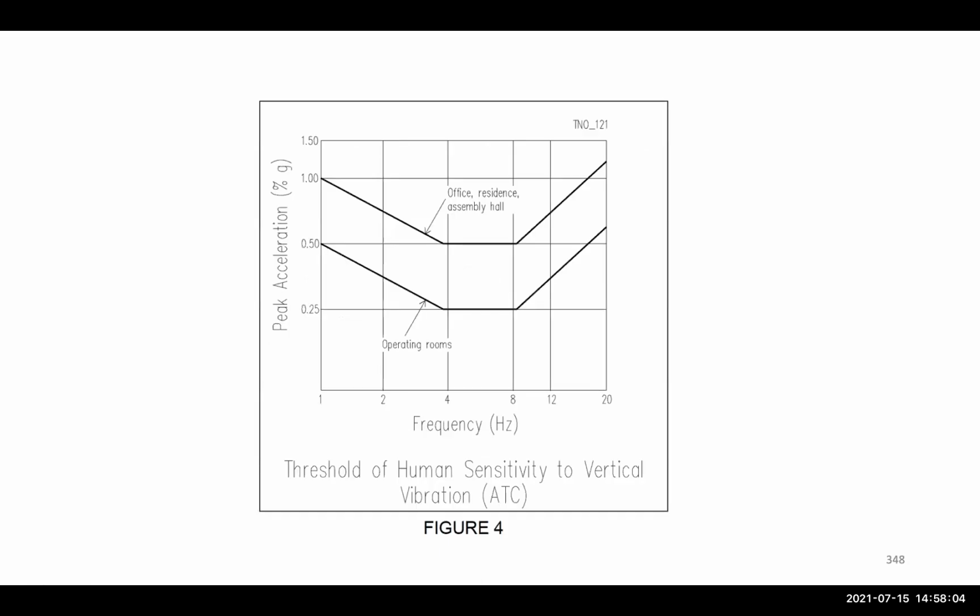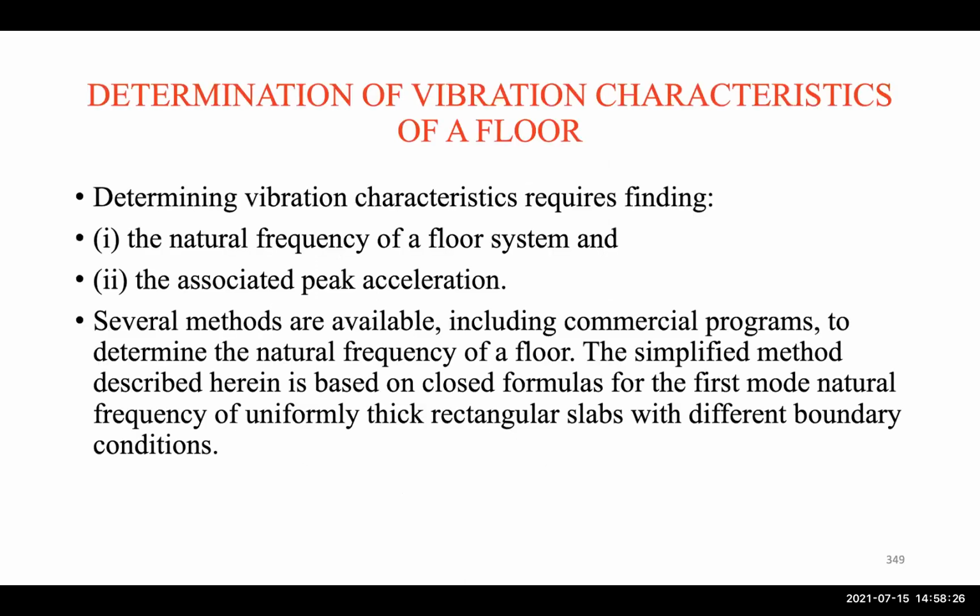Okay, so this is the ATC figure that's used for human sensitivity to vertical vibrations. Here you can see, for example, for operating rooms and hospitals, that's a stringent criterion, and then for offices, residences, and assembly halls, we have a different criterion. Okay, so determining the vibration characteristic requires finding the natural frequency of the floor and the associated peak acceleration.